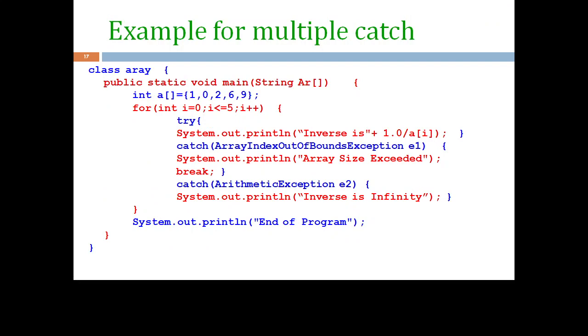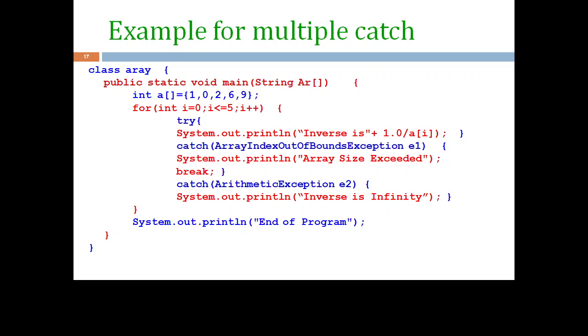Here we have given an example. We have declared an array with 5 elements: int a = {0, 1, 2, 6, 9}, some 5 elements. This array is run in a loop. Each and every time, it is going to calculate the inverse of that value. 5 times it is trying to calculate the inverse, but when it reaches the sixth, it will raise the ArrayIndexOutOfBoundsException.